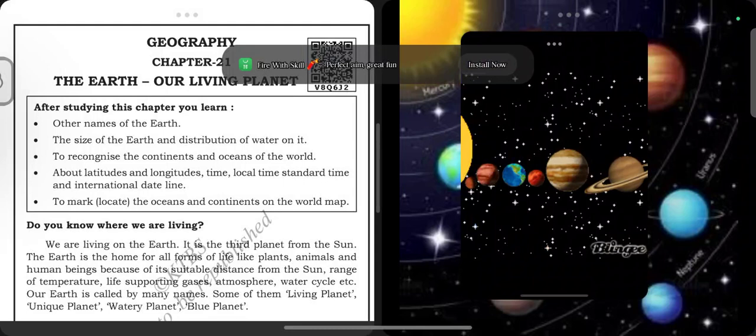This chapter will be divided into two parts. One will be the solar system and the Earth and the oceans and continents. And another important topic will be taught to you: longitude, latitude, standard time, local time, and the time zones and international dateline. So now in this session we are going to learn about the solar system and the planet Earth.